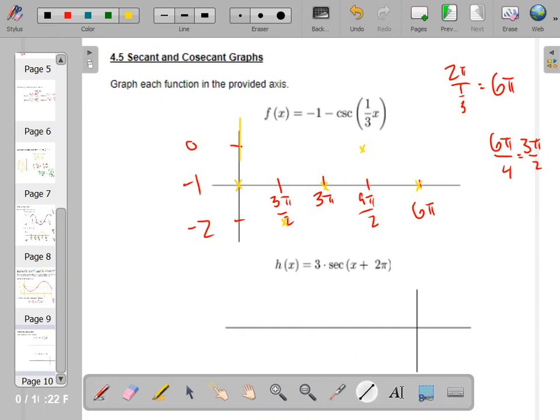But instead, it's cosecant. So these all become asymptotes. You can't divide by 0. So all these end up being vertical asymptotes, infinite discontinuities. And then since it's cosecant, these end up going away from the midline. So it looks like this, and it looks like this. Okay, it's upside down, which just means it goes away from the midline, but instead of a normal sine curve, it's upside down like that. It's flipped over the x-axis.